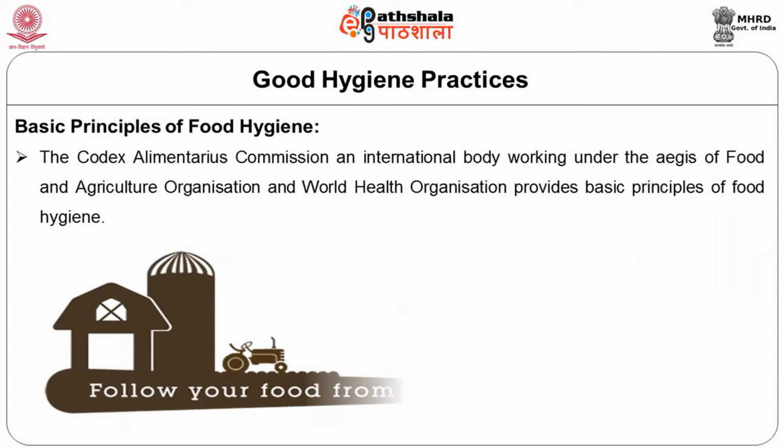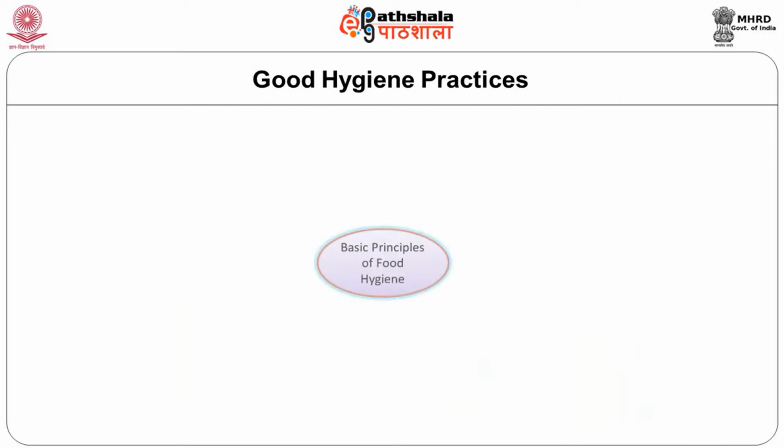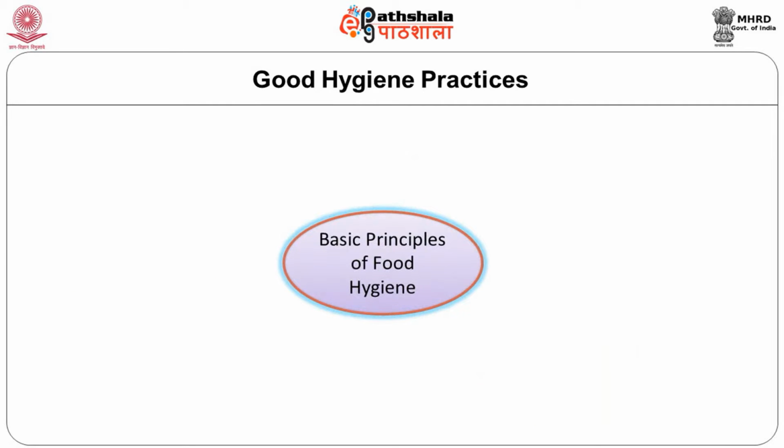So, the Codex, the international agency working under the aegis of the Food and Agriculture Organization and the World Health Organization, has developed the basic principles of food hygiene. These principles have been widely accepted and are being used the world over. It is well recognized that food hazards can enter the food at any step in the food chain from production to consumer, that is, farm to fork. So, there are 8 principles as per this Codex.